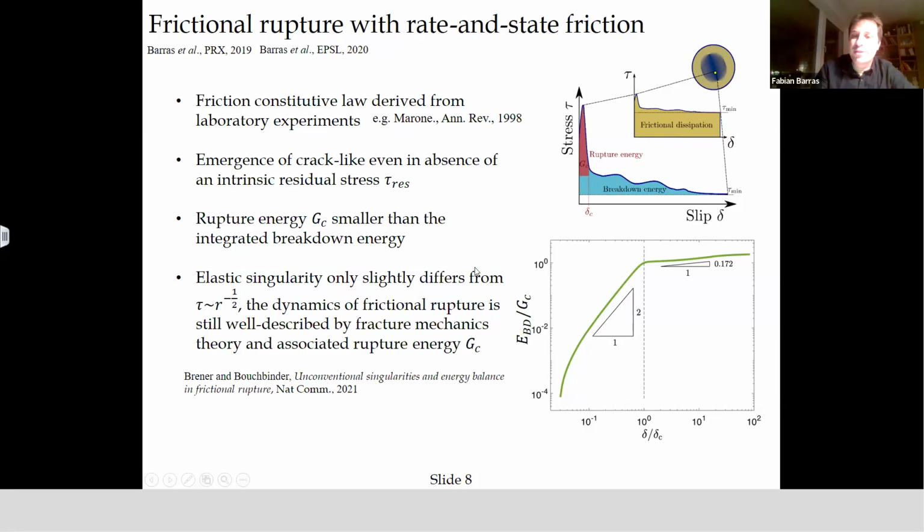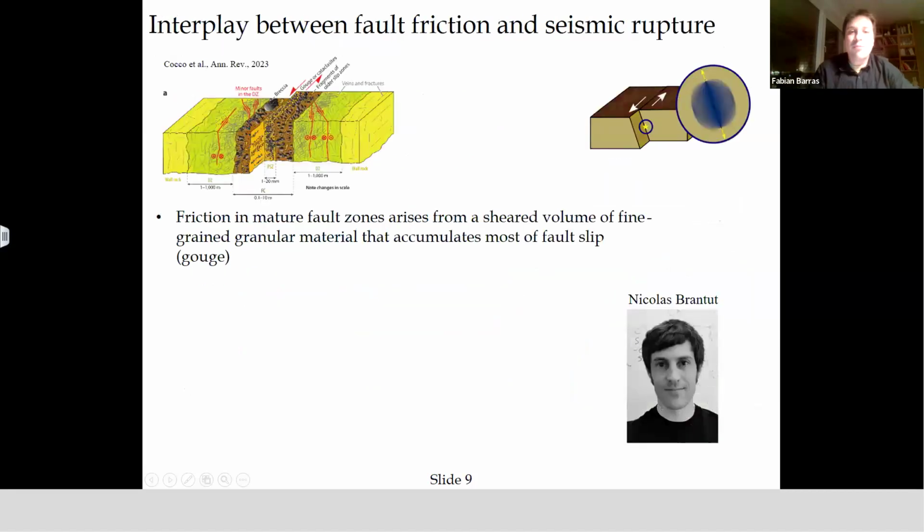And this is important because I will also use this aspect later in the talk. So let's move to the main part of this presentation. It's the study that I've done with Nicolas Brantu, at the time when I was visiting him at UCL. And so that's the study that Nicolas was asking me about the status.